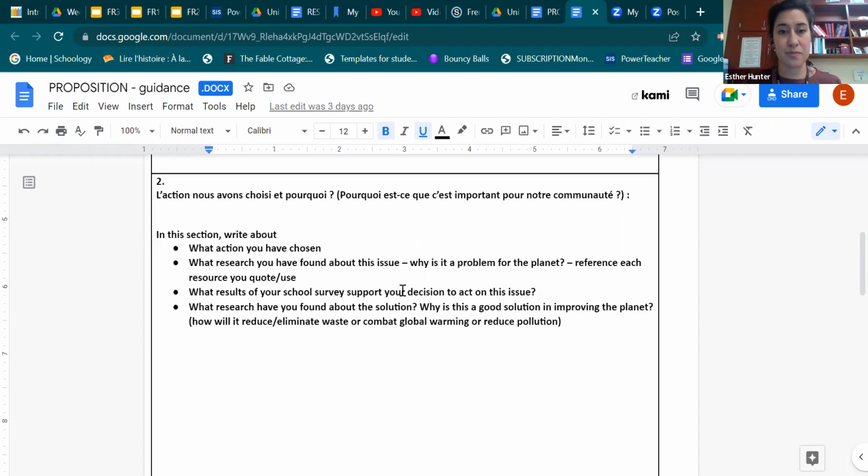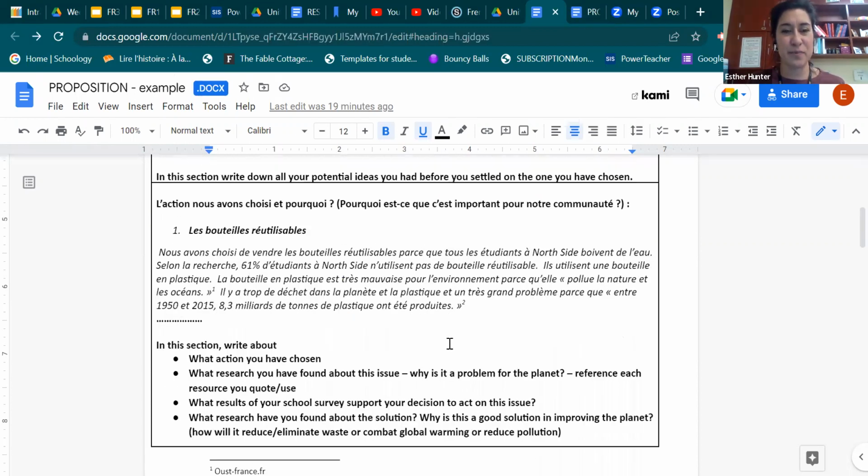And so it might actually be all your other research that has more of an impact on why you chose to do your action. And so also then you're going to have your research about the solution. So what did you choose to do, and why is this a good solution to improving the planet? How will this solution help reduce or eliminate waste, or combat global warming, reduce pollution, whatever it is, but why is this solution going to be effective? Or what research have you found out about that?